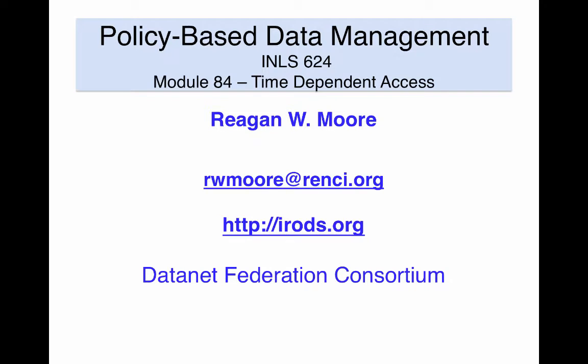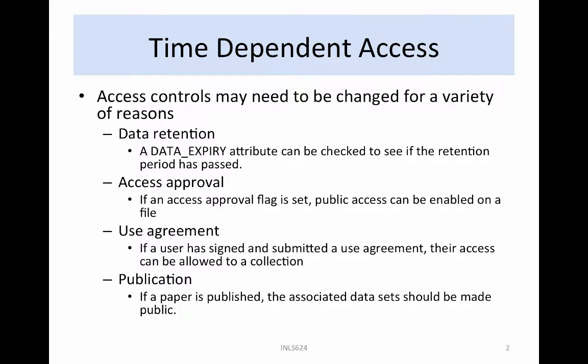A common research collaboration property is the length of time that a dataset will be held proprietary. After publication, the file is made public. This requires the ability to automate time-dependent access controls.